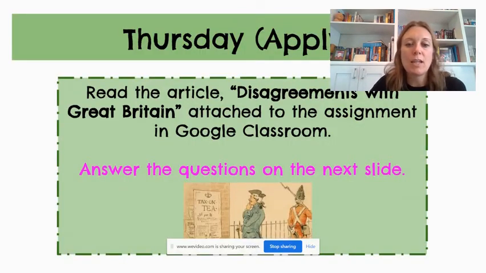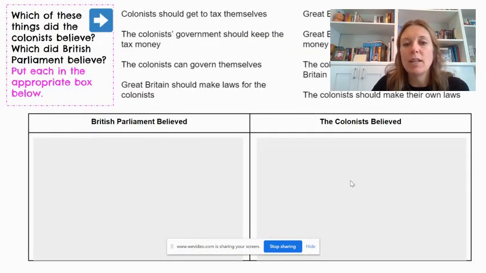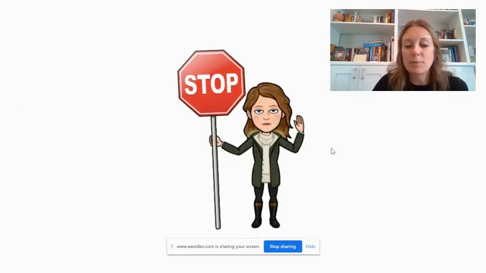For Thursday, there's an article that's attached to Google Classroom. I'll link it here. But it's in the Google Classroom assignment, and you're going to read that article and then answer these questions. What did the British Parliament believe? And what did the colonists believe? You'll look at these, see each of these things, and if you decide colonists should get to tax themselves, who believes that? Did the British Parliament believe the colonists should get to tax themselves, or did the colonists believe it? Well, I think the colonists believed it.